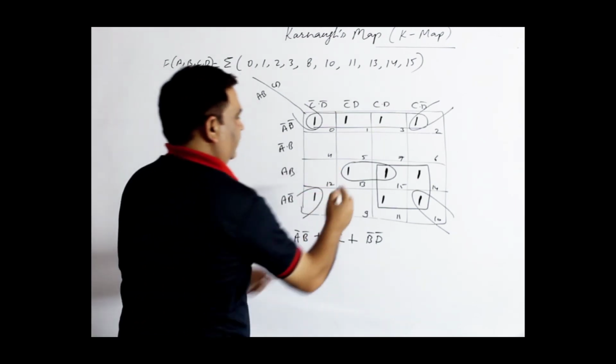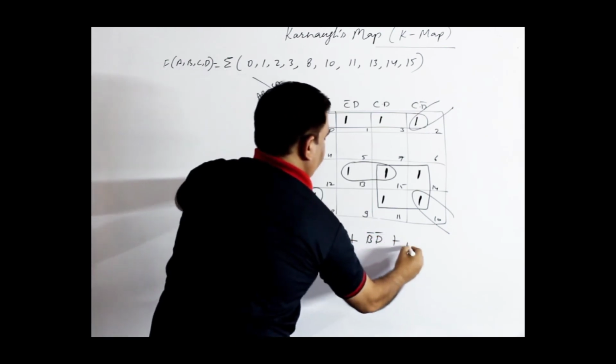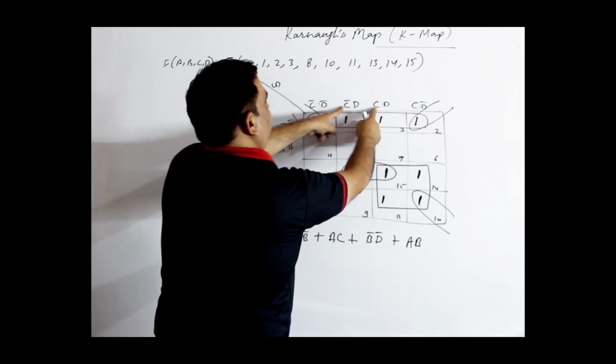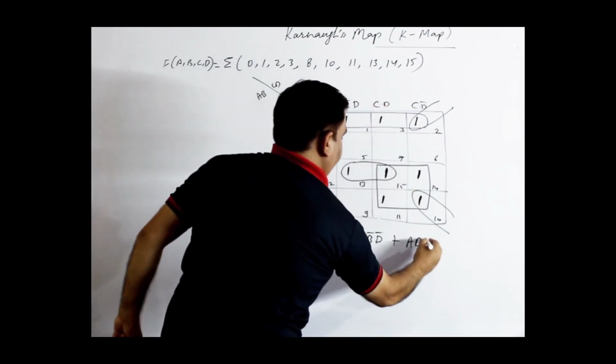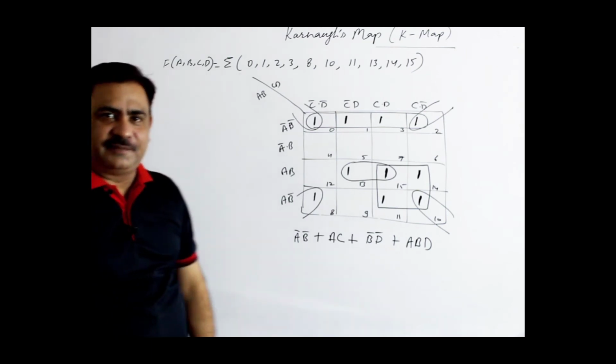Now, one pair is left. On the left side only AB, and on this side C complement changes to C, only D will be there. So, this is the reduced expression for this K map.